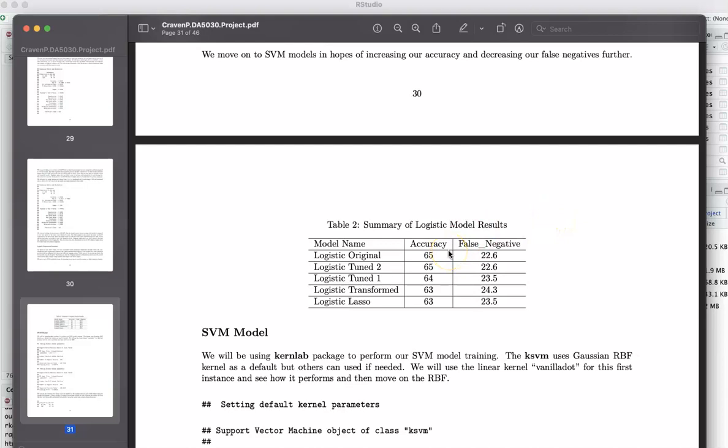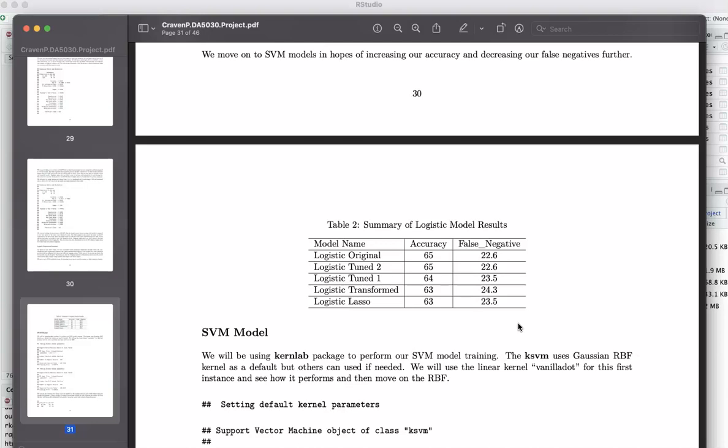The original non-transformed data did look better at 65%, and I did a couple different cross-validations. I did a lasso regression that didn't really improve anything, but when I did the cross-validations at a couple different levels, a couple different cost values, it didn't really give us any large increase in accuracy or any decrease in false negatives. Also, our kappas were lower, as well as our recalls, and our error rates were equally as high.